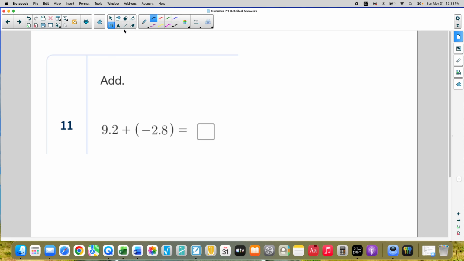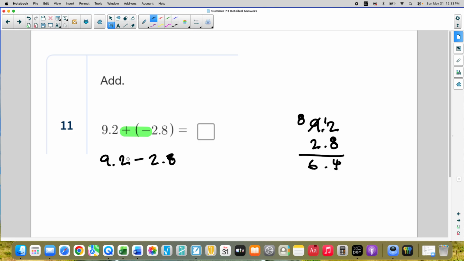Get rid of those double signs first. Very important. Double signs. 9.2 minus 2.8. Whenever we subtract, we align their decimal places. I got to borrow. That gives me 4. Bring down my decimal point, 6. I have more positives than negatives, so my answer is going to be positive 6.4.